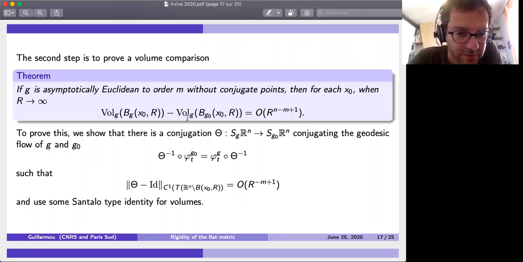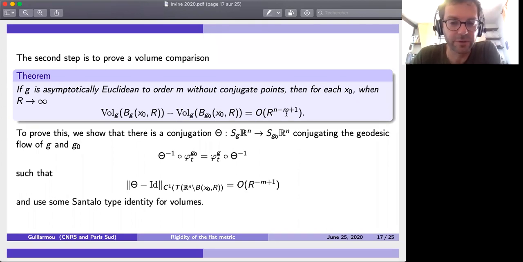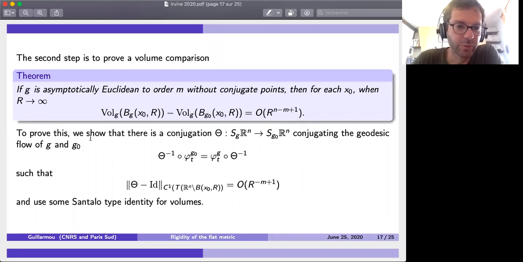Oh, actually, sorry, there's a typo here. It's the volume for G0. So it's just the Euclidean volume. So you compare the volume of the G ball of radius R with the Euclidean ball of radius R. Then the error between the two is given by a big O of R to the dimension minus m plus 1, where m is the order to which our metric is asymptotic to Euclidean space. So how to prove that?